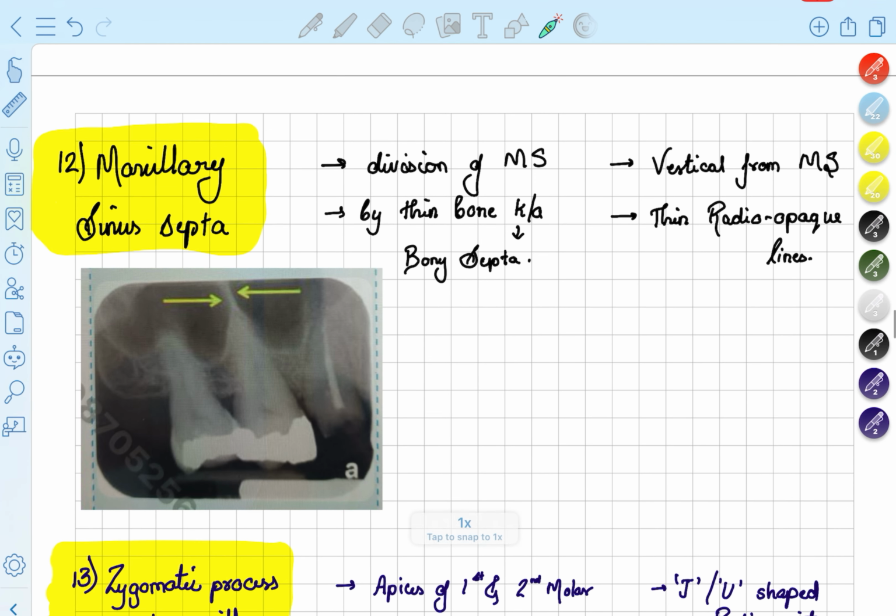The next structure is the maxillary sinus septa. Maxillary sinus septa is nothing but the division which divides the maxillary sinus by thin bone known as bony septa. It is a vertical line. How does it look? As a vertical line from maxillary sinus, it is a thin radio-opaque line.